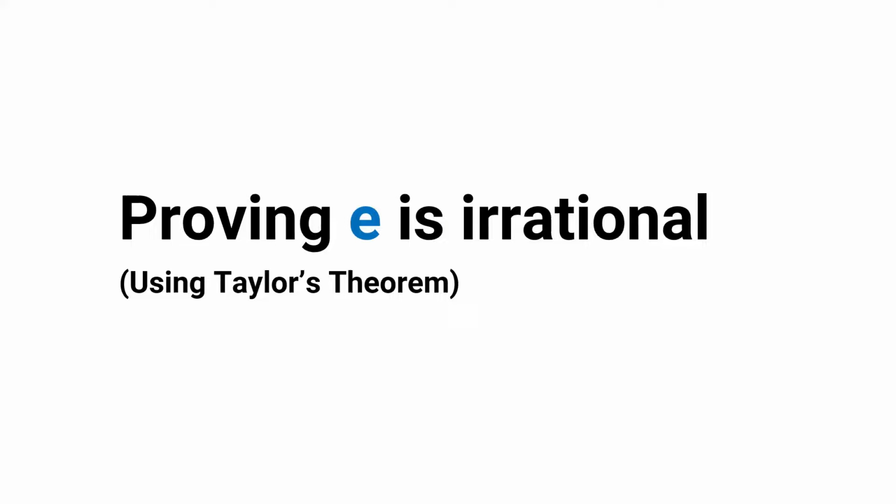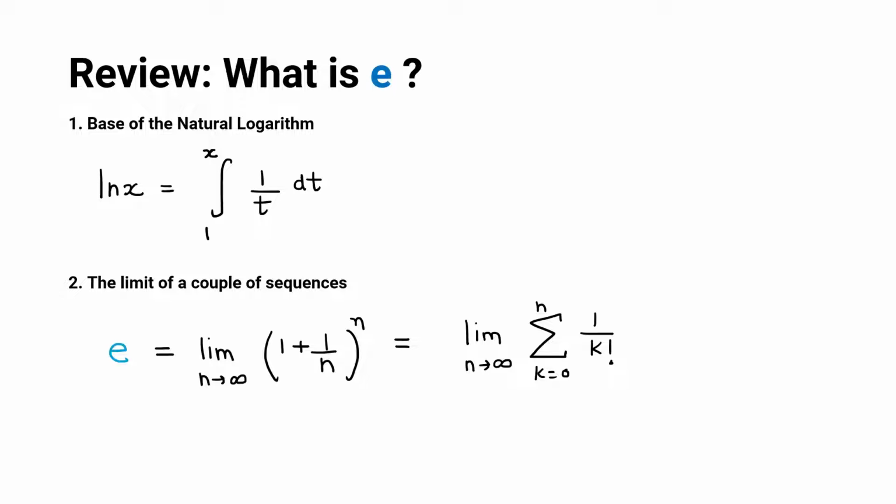Welcome to my channel. This is the first video on my channel, and in this one I'll be proving that Euler's constant e is irrational using Taylor's theorem. So firstly, let us quickly review what exactly e is.